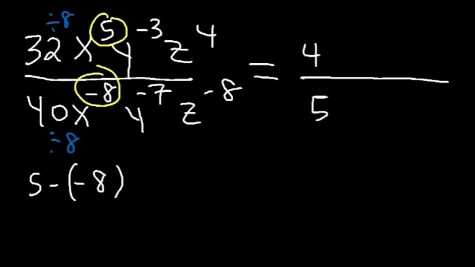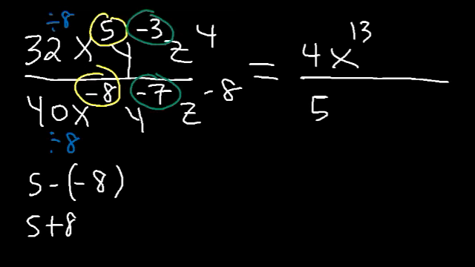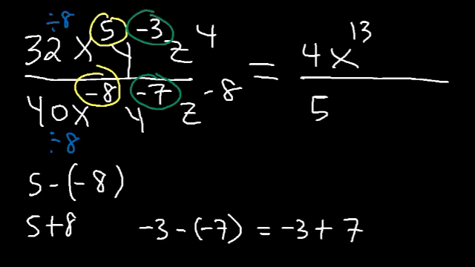5 minus -8 is the same as 5 plus 8, which is 13. So initially it's going to go on top. So we have x to the 13 on top. Now what's y to the -3 divided by y to the -7? So what's -3 minus -7? -3 minus -7 is the same as -3 plus 7, which is 4. So we have y to the 4th power.